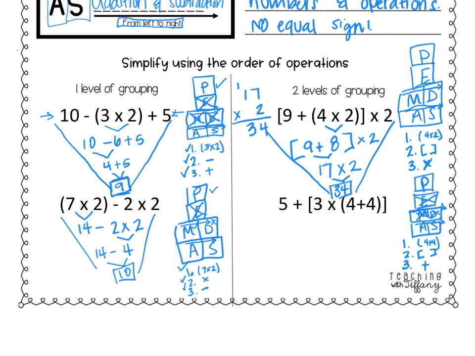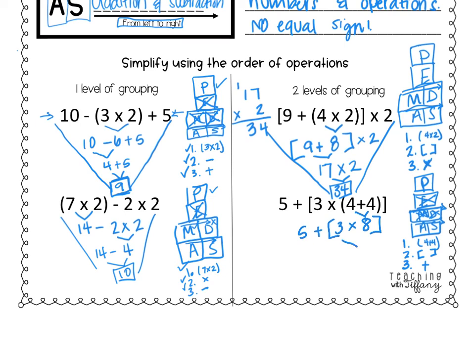My first step, I had 4 plus 4. 4 plus 4 is 8. Our parentheses shouted, solve me first. And we solved to get 8. Now I'm going to rewrite my equation. Please remember to keep your brackets. We have not solved what's inside the brackets. So we have 5 plus 3 times 8.